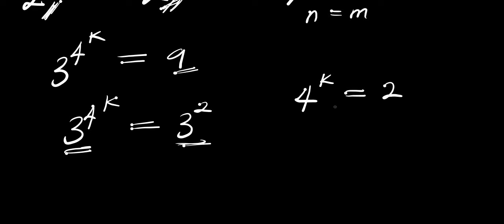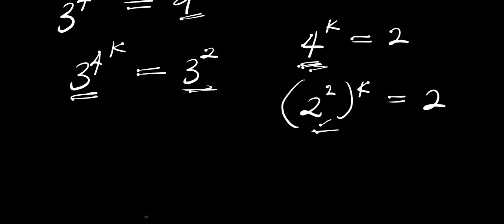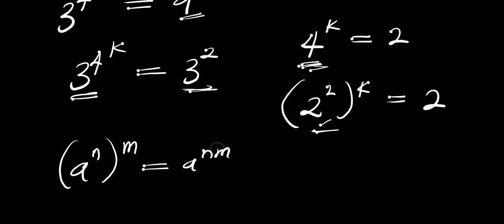So what are we going to do in order to solve for k? 4 here is a perfect square. We can have 2 power 2, or power k, and this equals 2. 2 power 2 is 4, so this is 4 power k. This and this is exactly the same thing. So we are now going to apply this identity. If you have a power n power m, this equals a power n times m. So we are going to have 2 power 2 times k, and this equals 2.